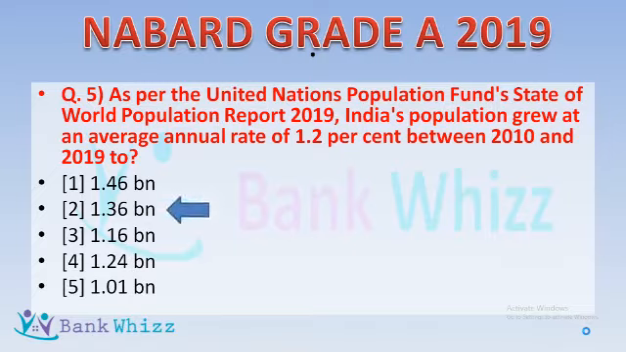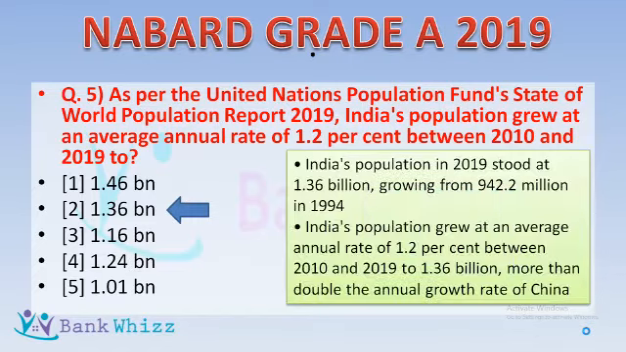The answer is 1.36 billion. Friends, India's population in 2019 stood at 1.36 billion, growing from 942.2 million in 1994. India's population grew at an average annual rate of 1.2% between 2010 and 2019 to 1.36 billion, more than double the annual growth rate of China.